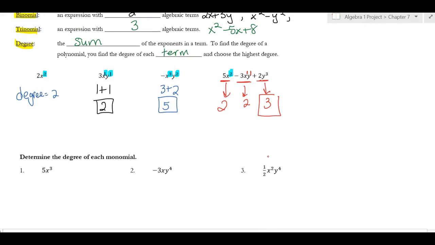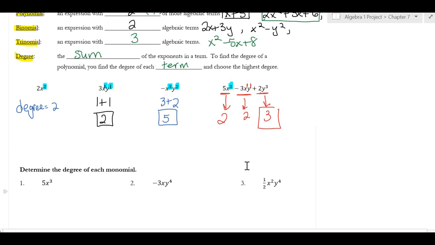Okay, what I'd like you to do is try numbers 1, 2, and 3. So determine the degree of the monomial. And when you think you're ready, go ahead and press play. Alright, so this one, the only exponent I have is 3, so it's degree 3. For number 2, you have a 1 and a 4, so it's degree 5. And here you have a 2 and a 4, so it's degree 6. Okay?